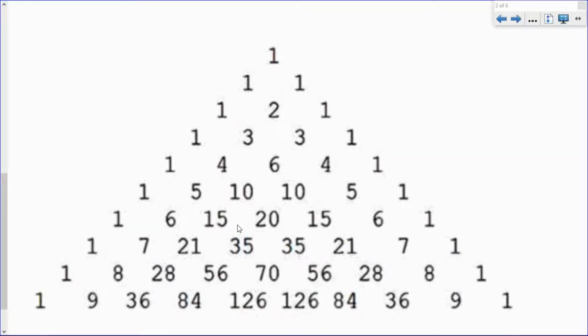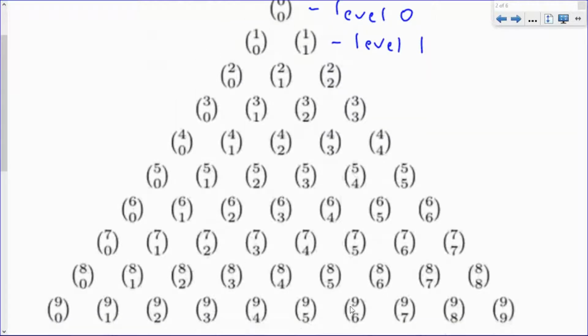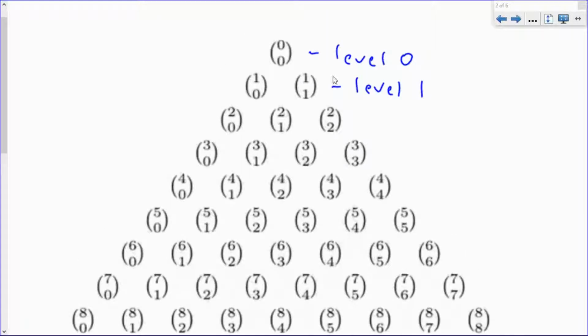Now, Pascal's triangle does not stop at 9 levels. It goes forever. I've just shown you the first 9 levels corresponding to the first 10 rows of Pascal's triangle. By the way, 0 choose 0 is defined as 1, in case you're wondering.